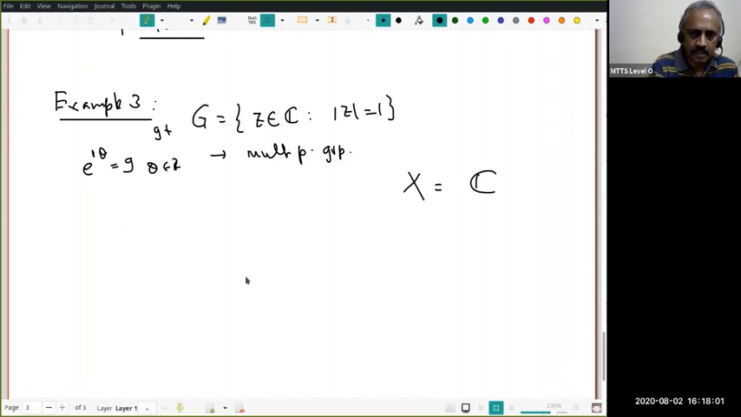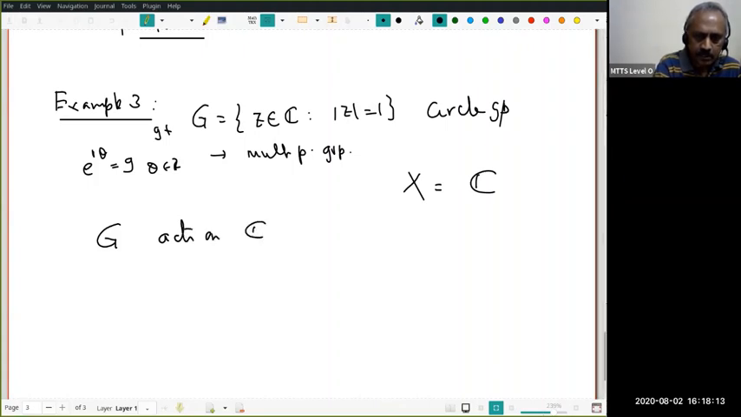Now I want to define a group action of the circle group. Let me call it the circle group so that I don't have to repeat. The circle group acts on the set of complex numbers, X equal to C. How does it act? You give me an element g, that is e power i theta, and an element in X, because it's a complex number, I will denote the arbitrary element by z instead of x.